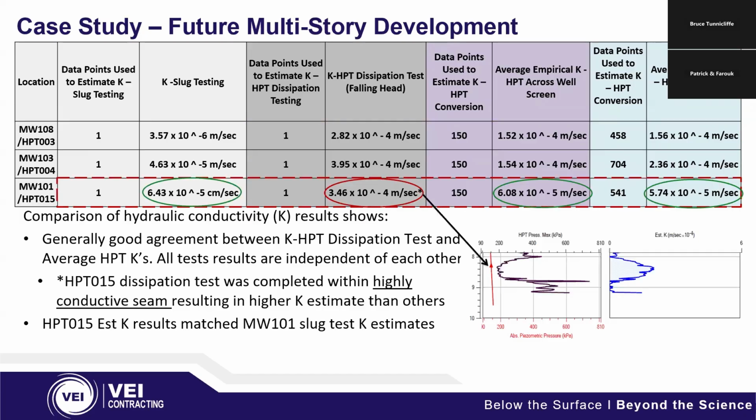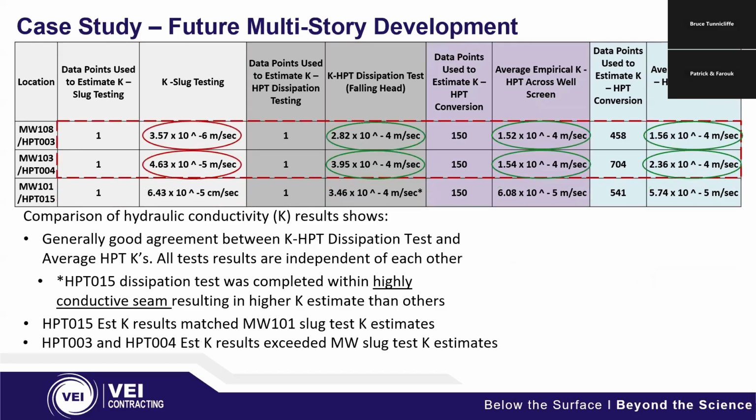When we look at the location MW101 versus HPT 15, there's generally good agreement with the results. They're all times 10 to the minus 5. So it gives us confidence, again, that the HPT can match slug testing results. When we look at the other data points, there's good agreement between the HPT points, but they seem to be an order of magnitude higher, or 2 orders of magnitude higher, which could be an indication that it's actually more conductive in those areas than the slug testing originally identified.